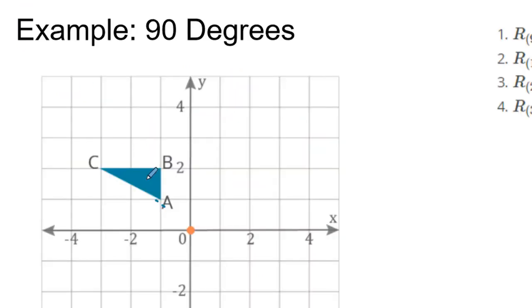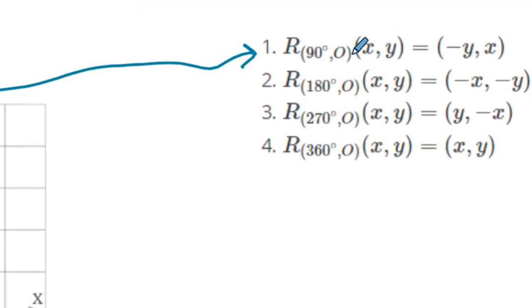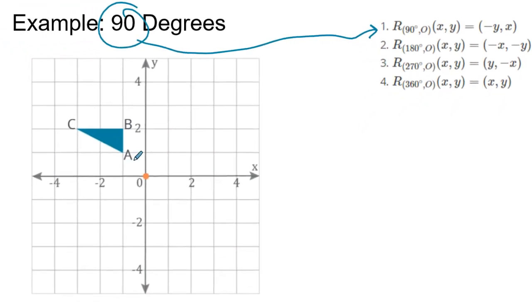Okay, so let's look at an actual example here. We have a 90-degree rotation of this triangle ABC. Since we're doing a 90-degree rotation, we're going to use this rule right here, the first one. For any (x, y) coordinate, we need to swap it and make the y the opposite sign value. Step number 1, you need to write down your coordinates A, B, and C. My A value is (-1, 1).